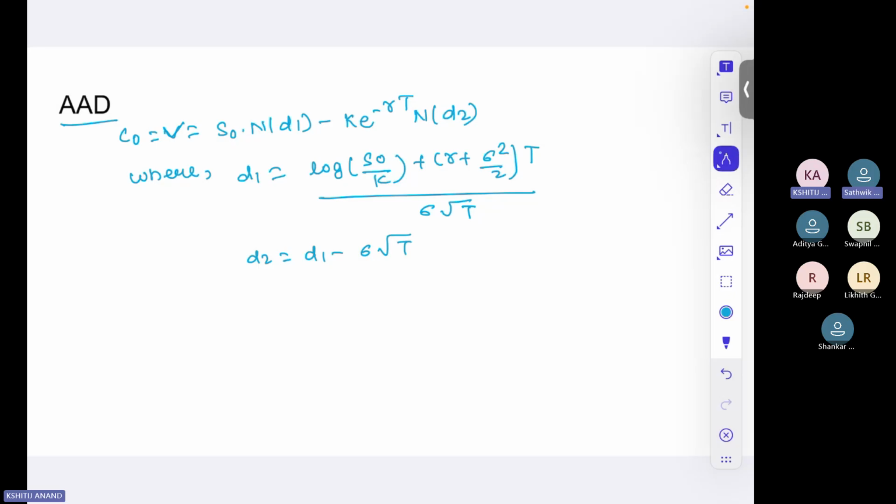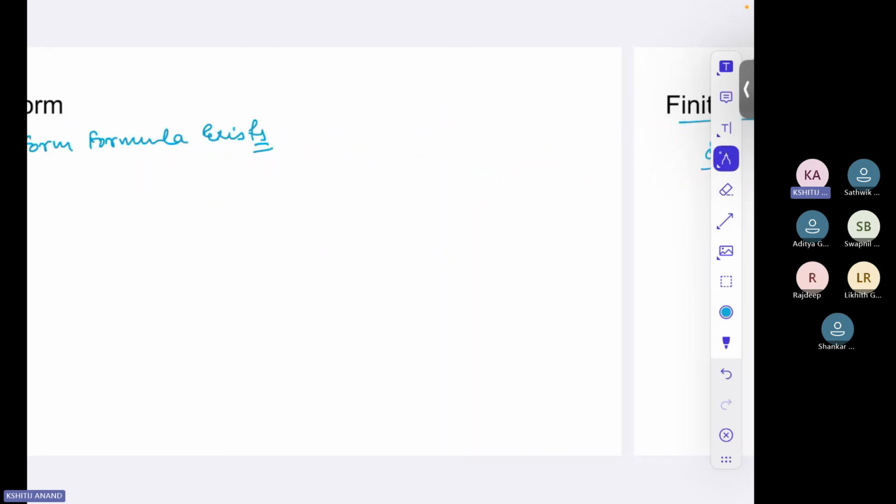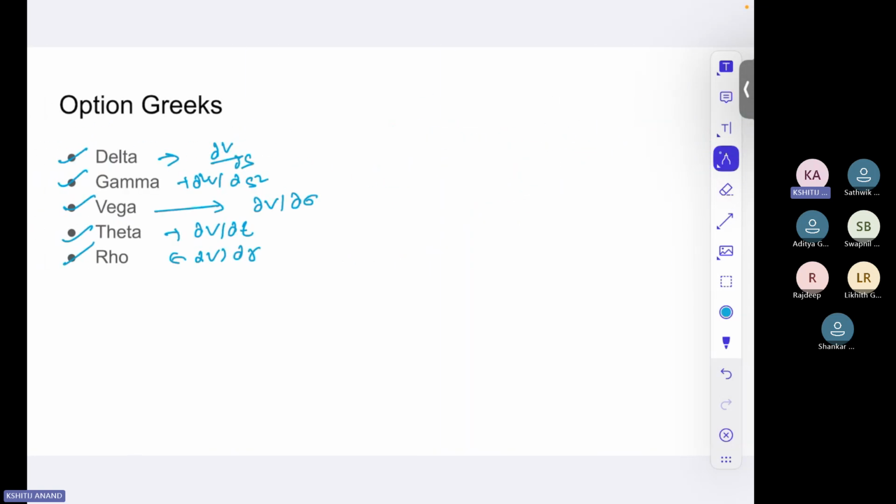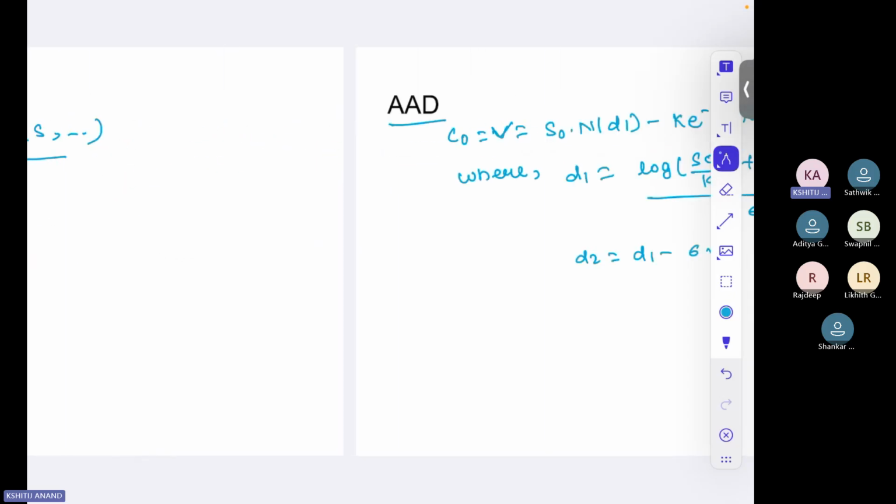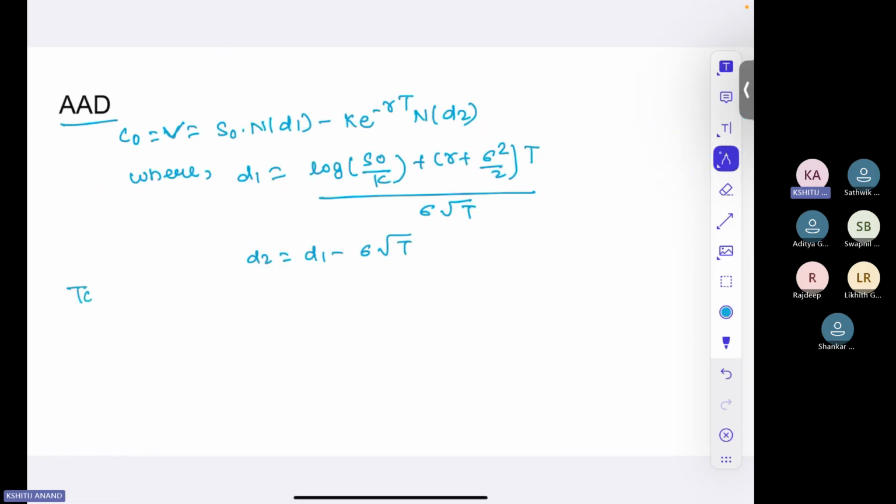So now let us see how we can use the algorithmic adjoint differentiation to find all these Greeks, basically these four Greeks. What is our target? Our target is to find dV by dS currently.